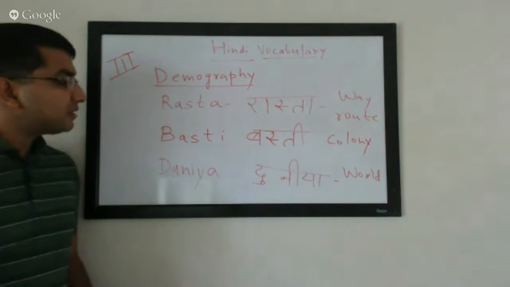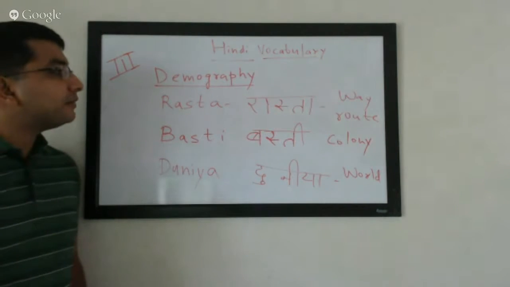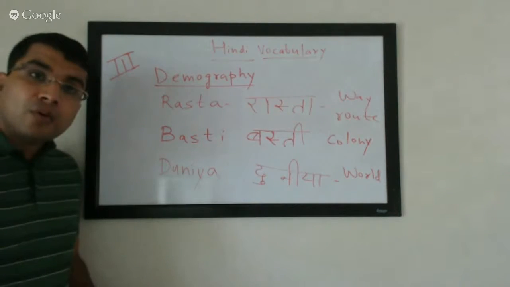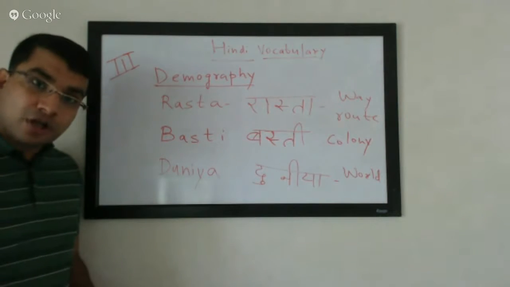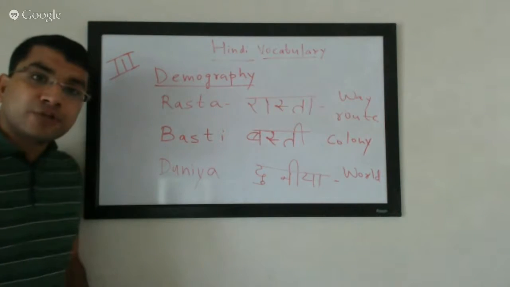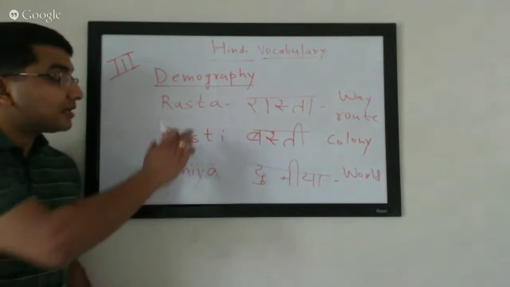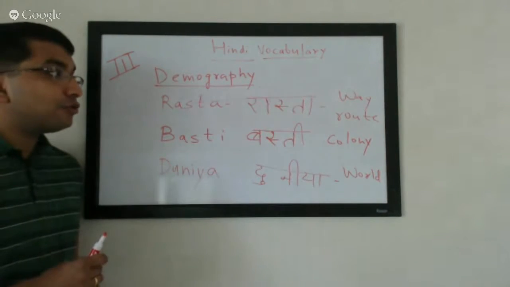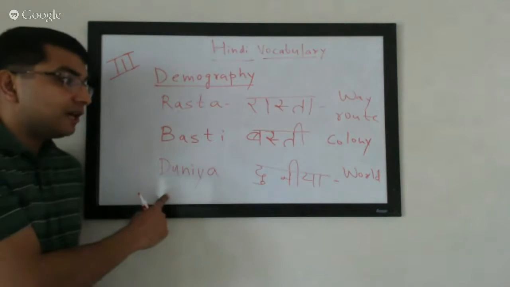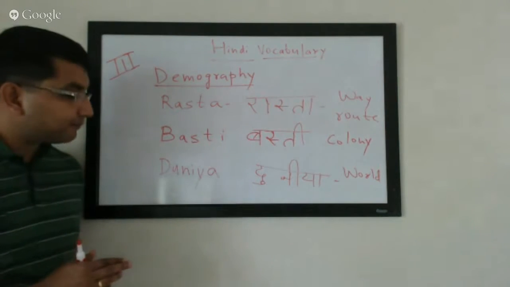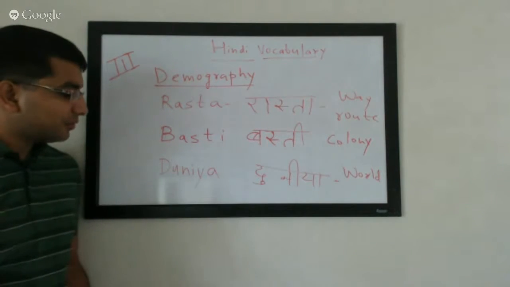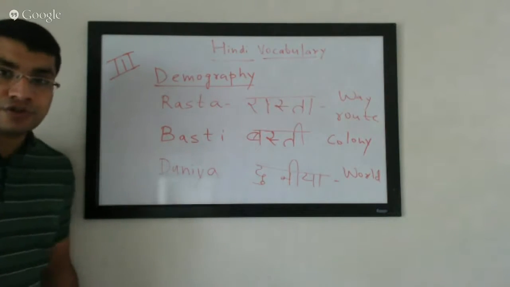Okay. So these are the 6 demography related words that are used in this particular song. Just to repeat, we have gaon, which is village, ghar, which is house, and they've used gully, which is street, and then rasta, which is route or way, basti, which is colony, and dunya, which is world. There are other words also for dunya, but in this song they've used dunya, which is for the world.